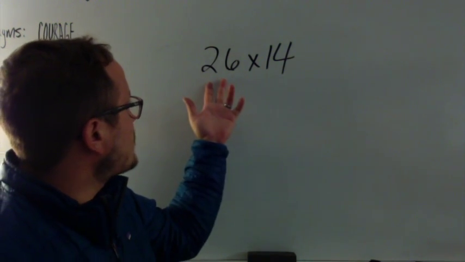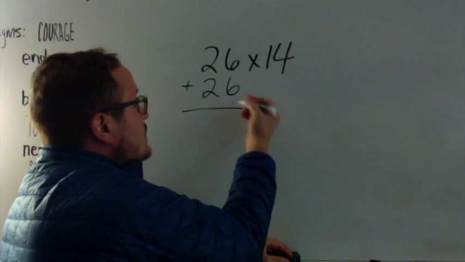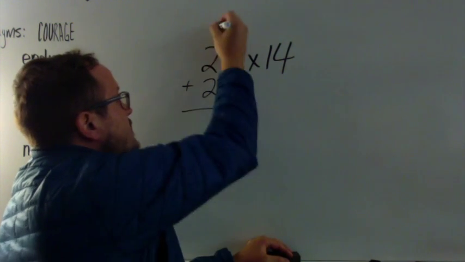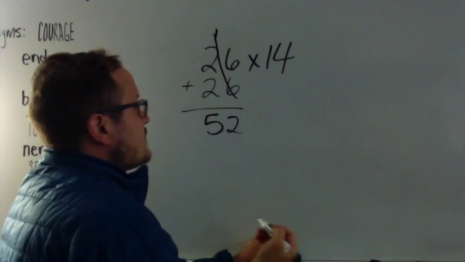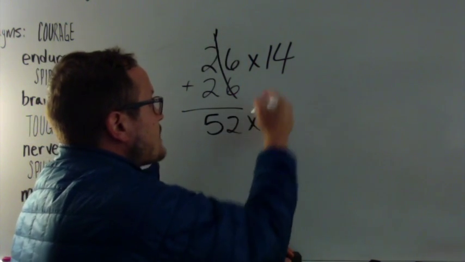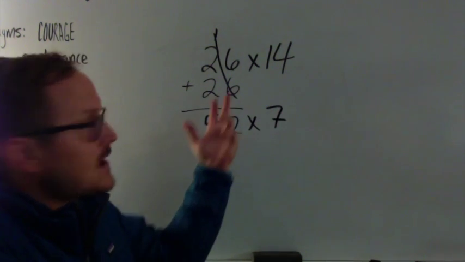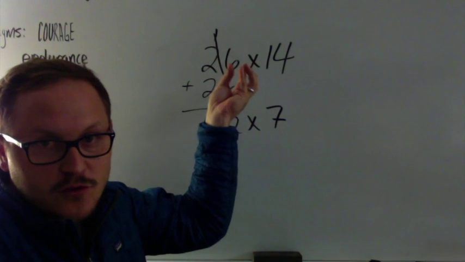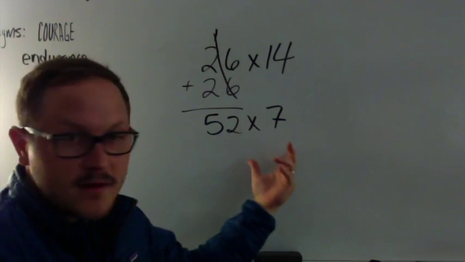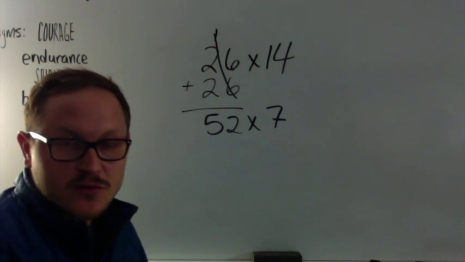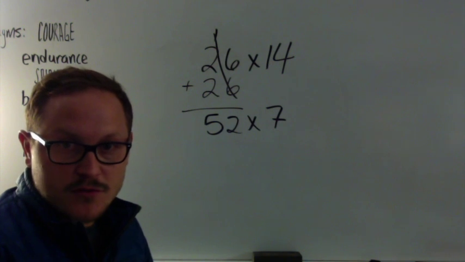So to double 26, some children will write it like this and add it together. 6 and 6 is 12, 2 and 2 is 4, and 1 is 5. So they doubled that to get 52, halving 14 to get 7. So now they've taken something that they couldn't do, 2 digits times 2 digits, and made it 2 digits times 1. And then the children will either use their standard method or they'll use their partial product.